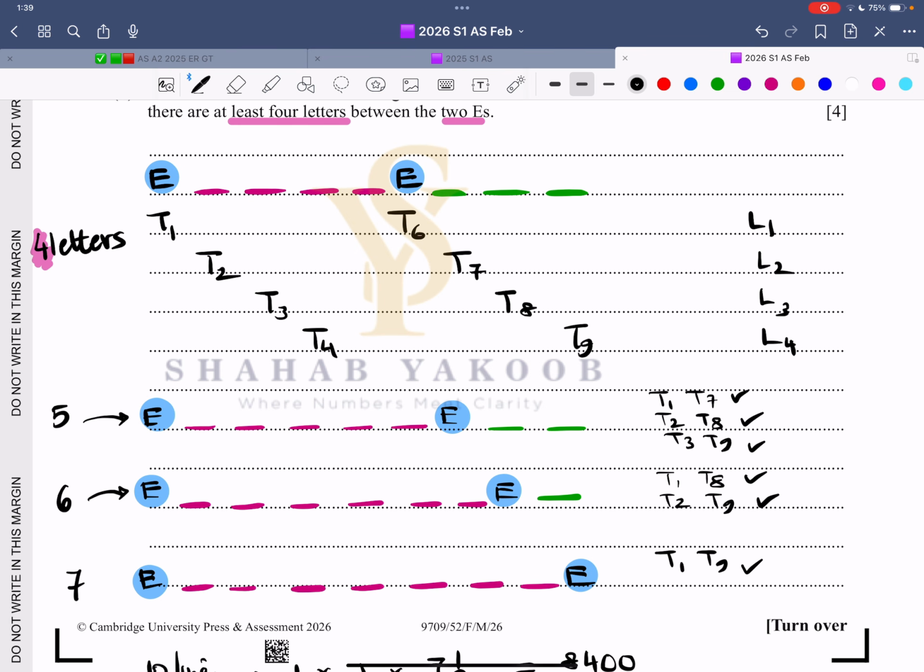It could be 7 letters. Altogether, there are 9 letters. So this is 5 letters, 6 letters, 7 letters, 4 letters. I have elaborately written it. So now let's look at the working.